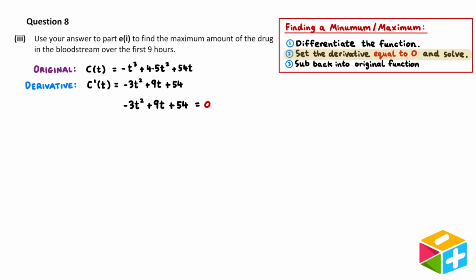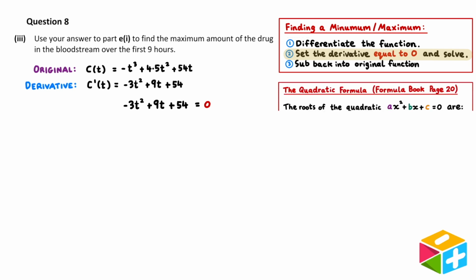Our equation involves a t squared term, a t term, and a number term. This is referred to as a quadratic equation, and it can be solved using the quadratic formula. This tells us how to find the roots of a quadratic ax squared plus bx plus c is equal to 0. This is similar to the form our equation is in, but we should note that we have t playing the role of the x.